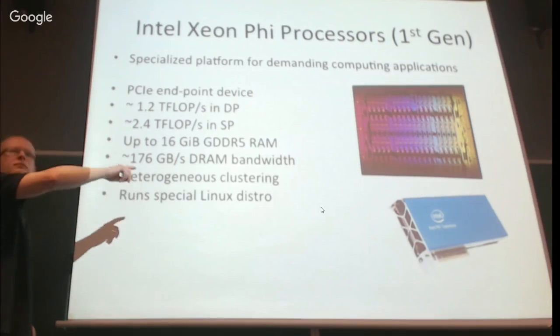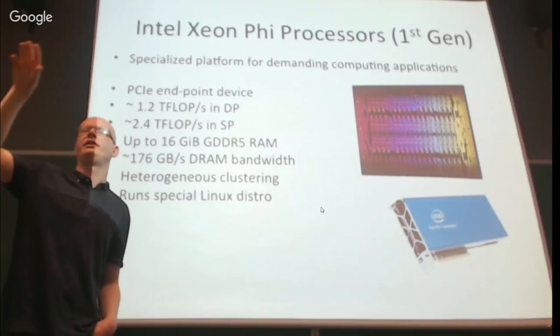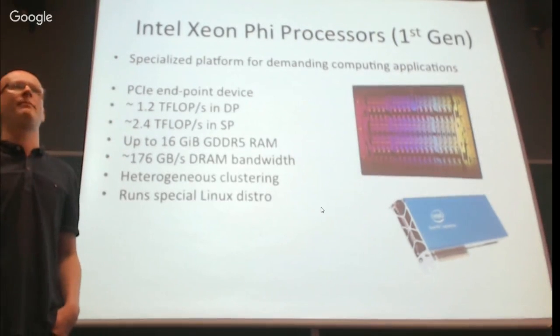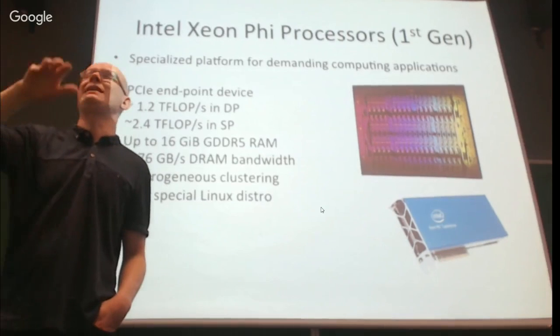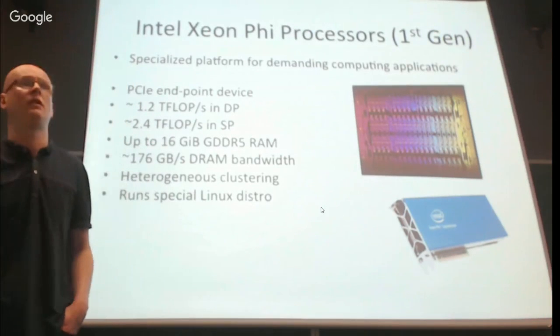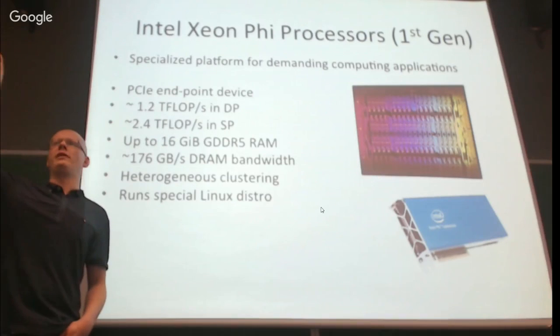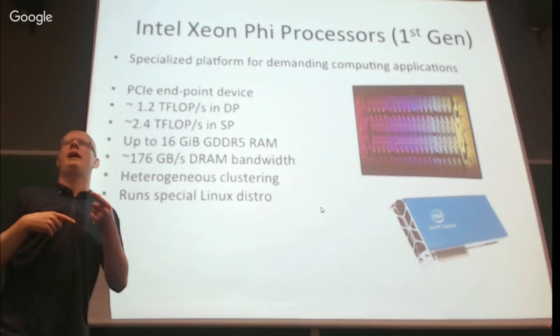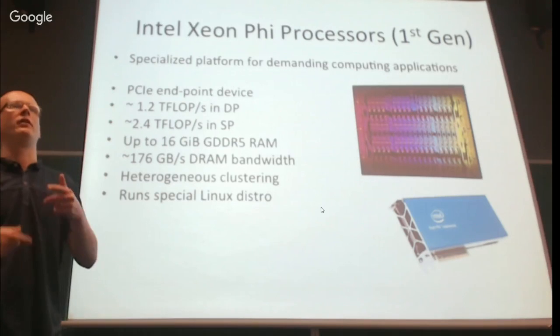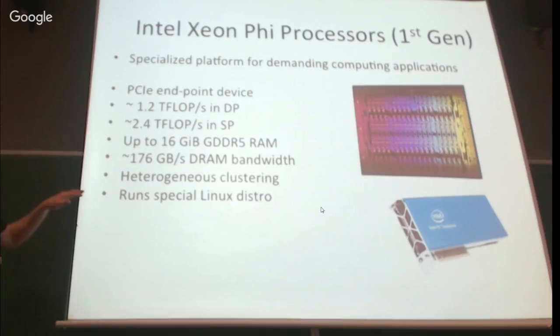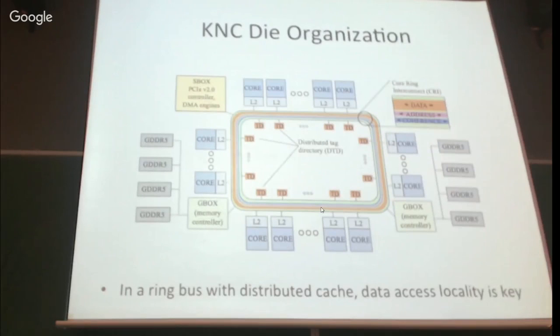Heterogeneous clustering. Because Xeon Phi co-processors are different to Xeon, and you have both of them in your same HPC system, you're dealing with a heterogeneous system, not a homogeneous system, okay? So you need to think about load balancing between those two different platforms because one will, more than likely, not run at the same speed as the other in terms of, let's say, computes per second or whatever way you want to measure your workload. And as mentioned, it runs a special Linux distro. Here's the KNC die organization. So this is the Knights Corner coprocessor that we're talking about, okay? So have any of you seen this before?